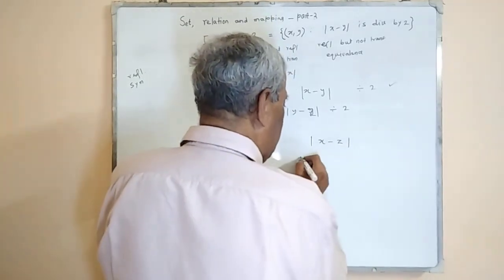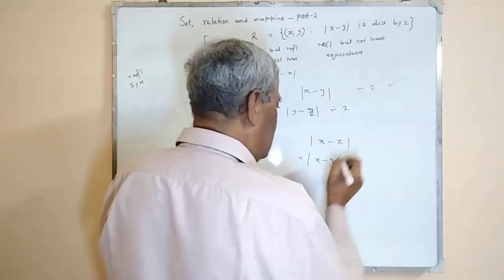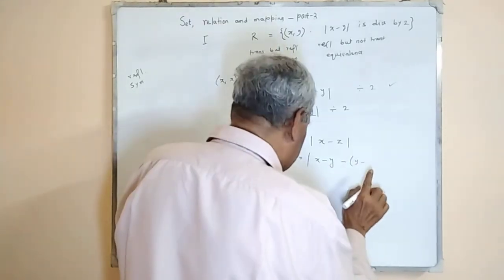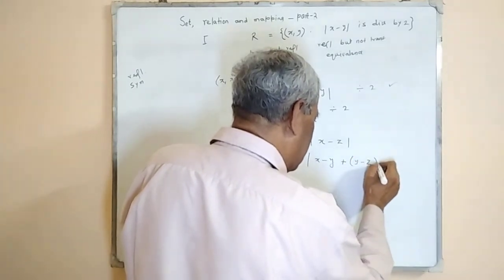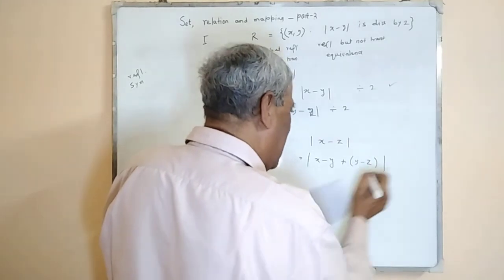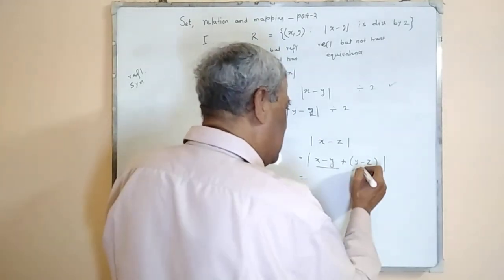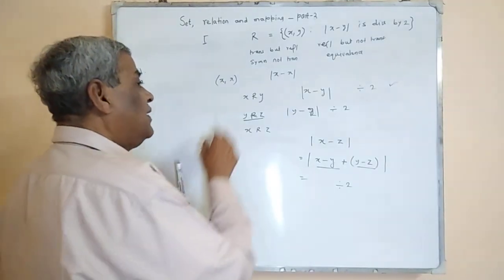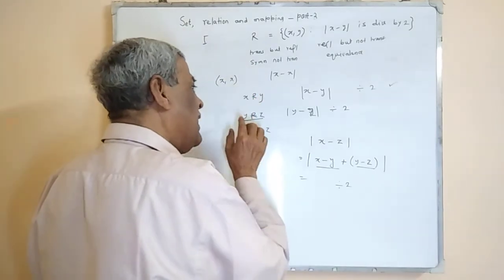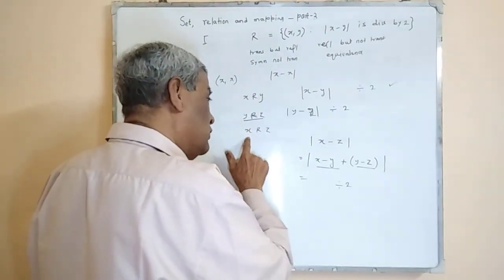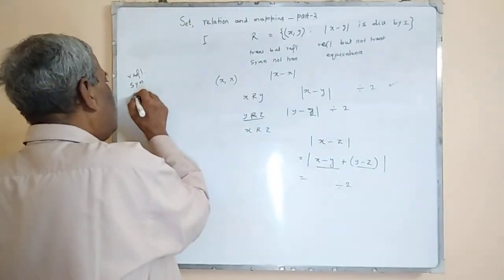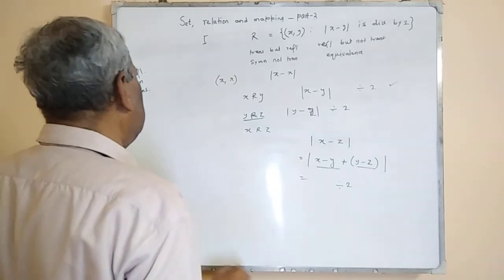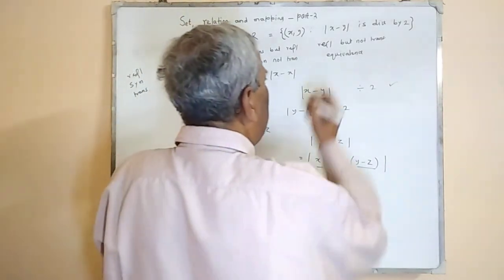Now x minus z is equal to x minus y plus y minus z. Minus y and plus y cancel. Now this part is divisible by 2, and this part is also divisible by 2. So this whole thing is divisible by 2. So we can conclude, if x relates with y and y relates with z, then x also relates with z. So it is transitive. So we get that the relation is reflexive, symmetric and transitive. So it is an equivalence relation.